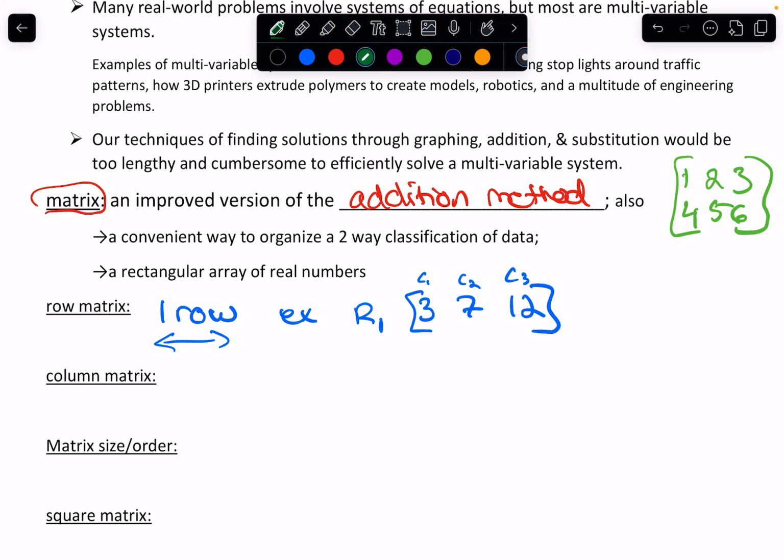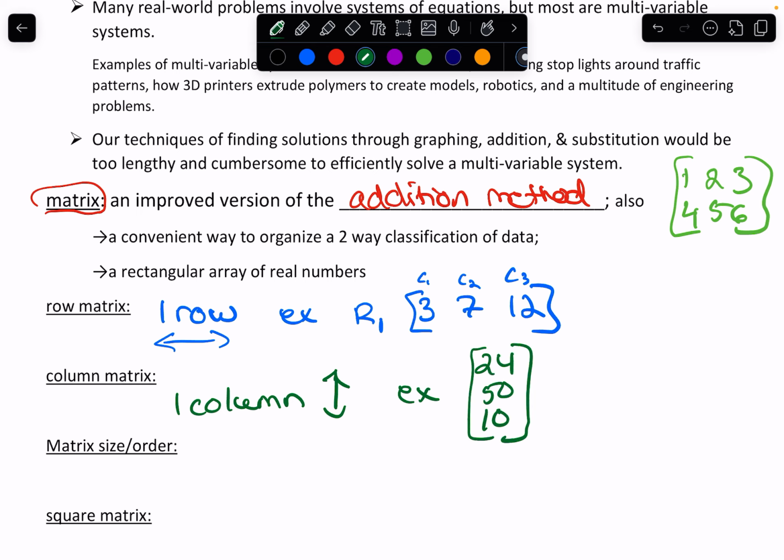A column matrix is going to be one column. So that one is vertical. For example, we could do 24, 50, and 10 in a column matrix. So we have one column and we've got 1, 2, oops, that should be a 2, and 3 rows.